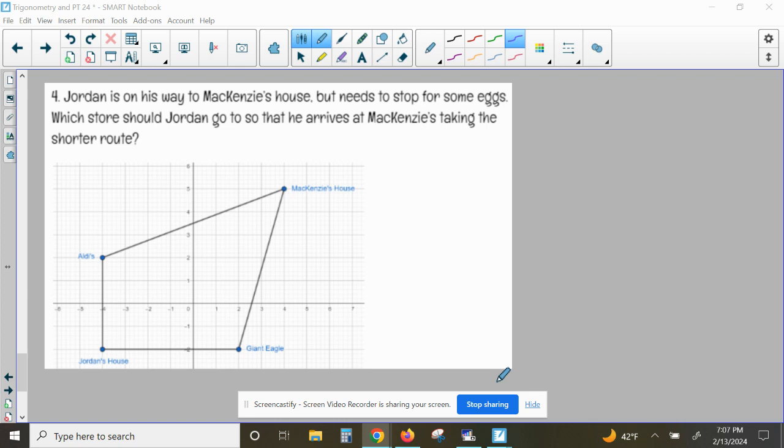Hey, this is number 4 in your Pythagorean Theorem foldable. Jordan's on his way to Mackenzie's house, but needs to stop for some eggs. Which store should Jordan go to so that he arrives at Mackenzie's, taking the shorter route?